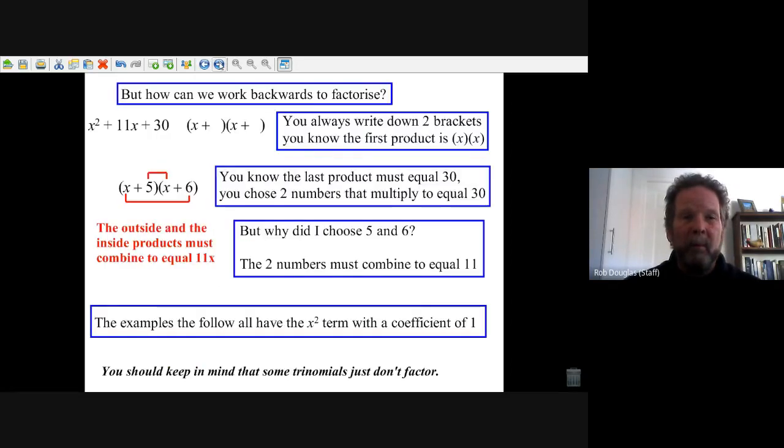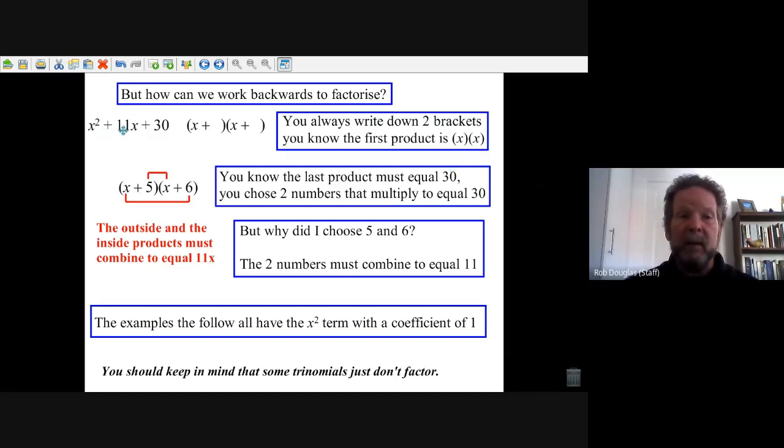But what if you didn't know the answer? How would you work backwards to factorize? How do you do that? Well, there's many different methods you can use. I like to use this method that really thinks about FOIL, that thinks about the 4 products.